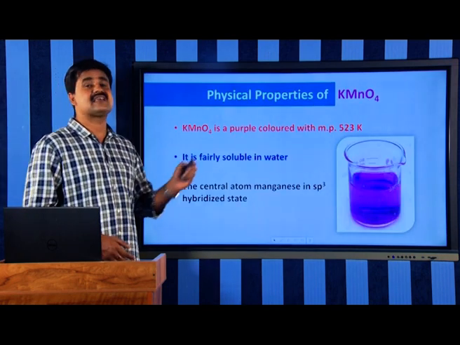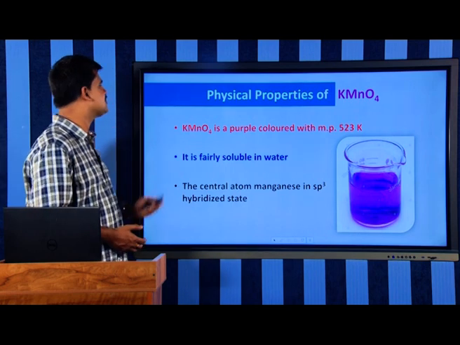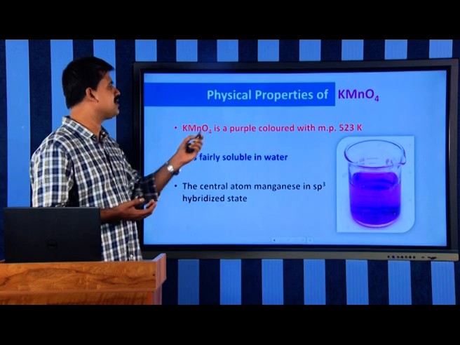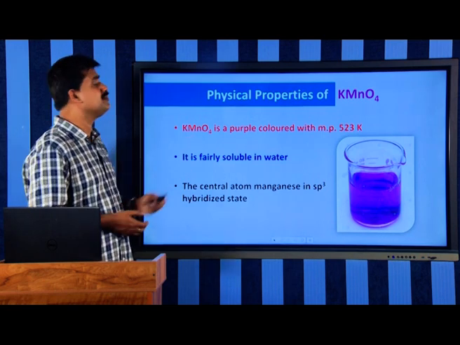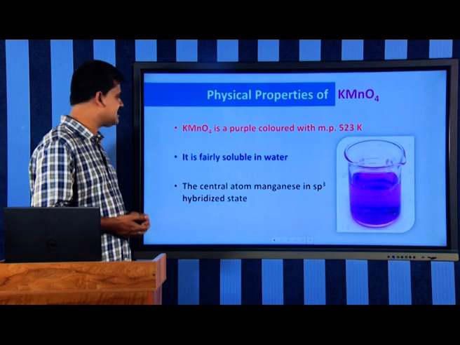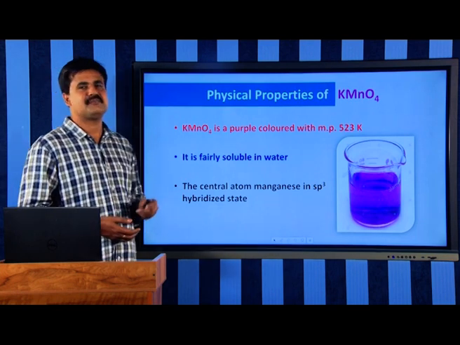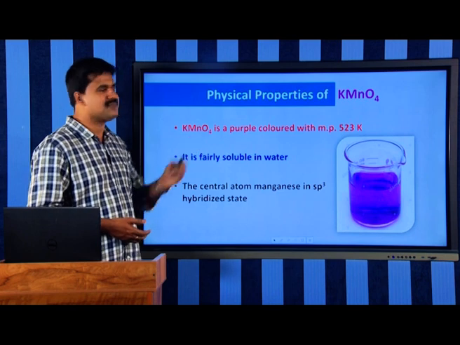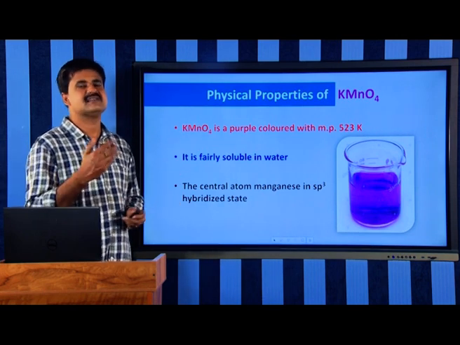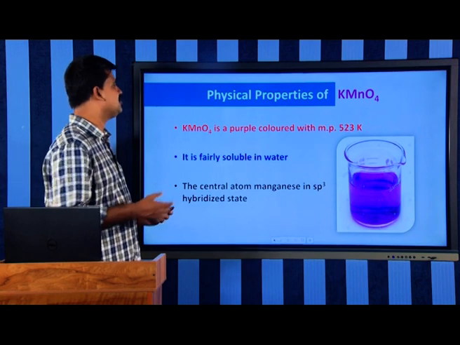Now, physical properties of potassium permanganate. As we are aware, potassium permanganate is a purple colored substance with a melting point 523 Kelvin, fairly soluble in water. The central atom manganese in KMnO4 is in sp3 hybridized state, that is, a tetrahedral geometry it follows.